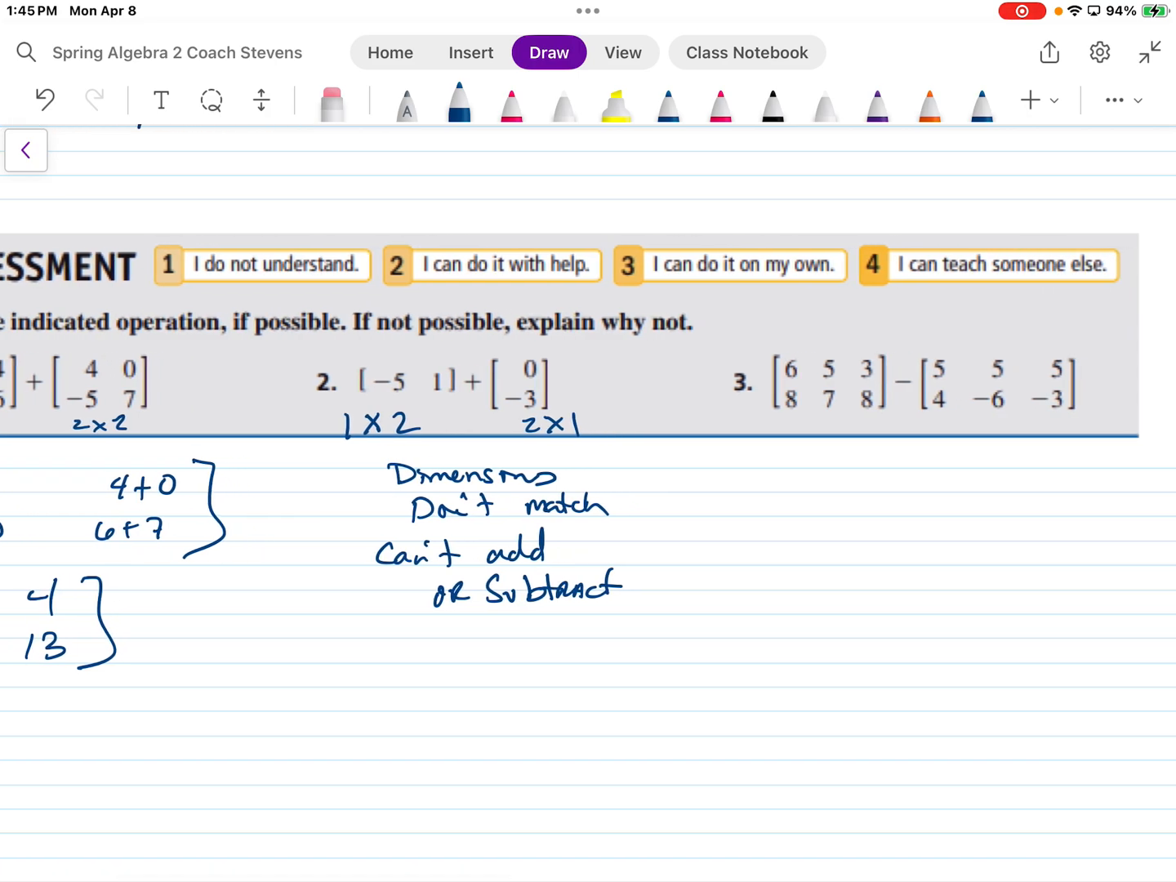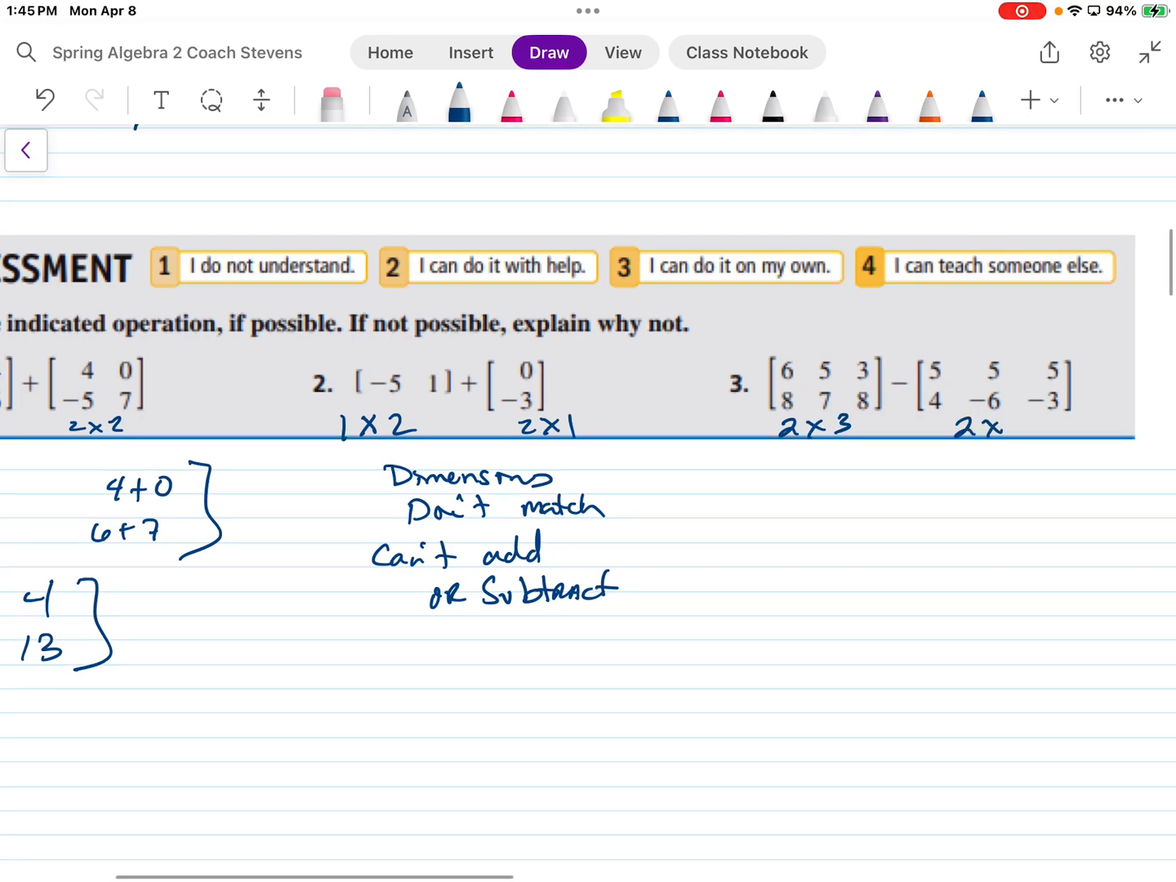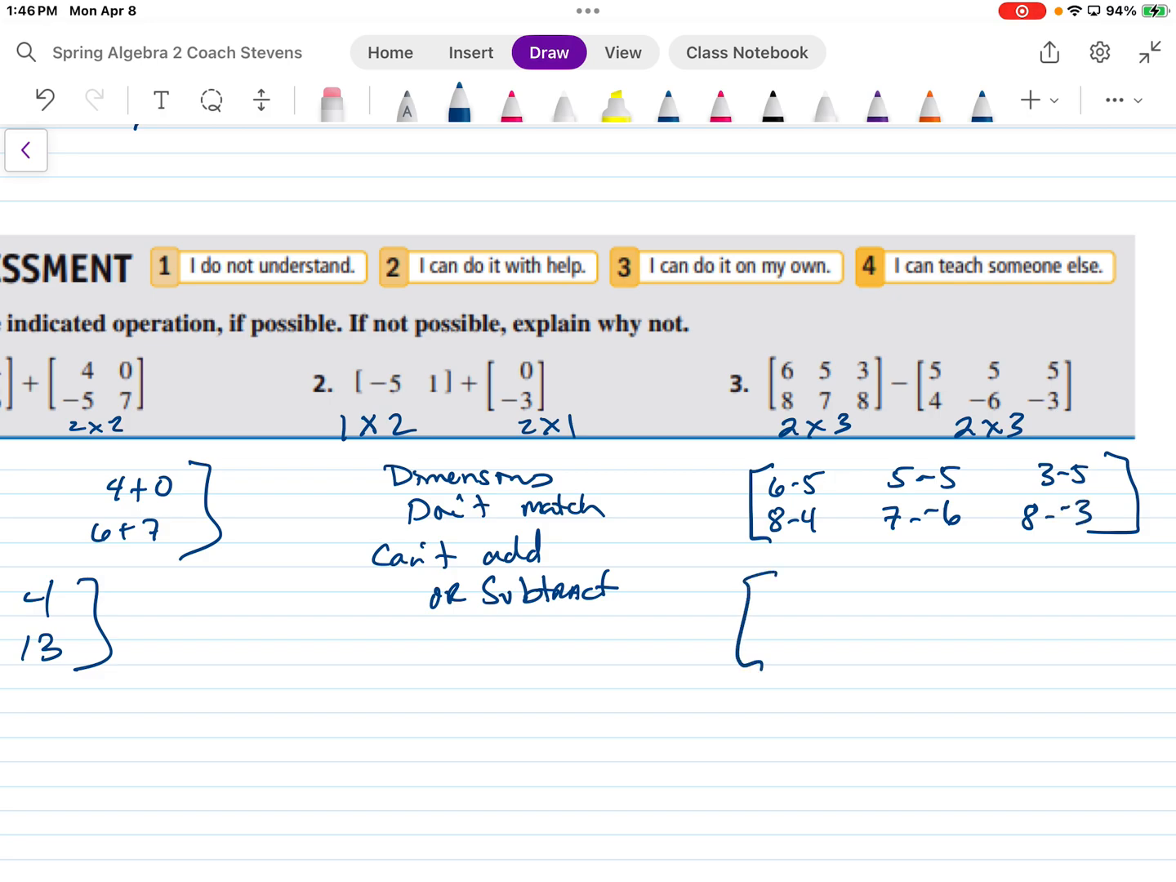As we do number 3, we get to subtract the 2. Again, as we look at it, it is a 2 by 3, 2 rows by 3 columns. We can now subtract. So I'm going to do this: we'll get 6 minus 5, and then 5 minus 5, and then 3 minus 5 for the top right. Then we go 8 minus 4, 7 minus a minus 6. We show the double negative, 8 minus a minus 3. And then in the final answer, we'll clean it up and say -1, 0, -2, 4, 13, and 11. And that gets us through the combinations there.